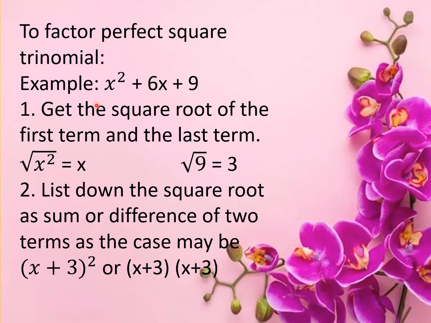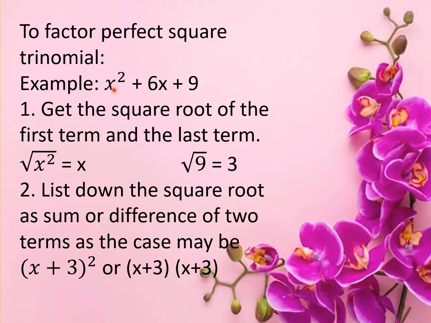Okay, since we already know a perfect square trinomial, let us start factoring a perfect square trinomial. We are going to use our example, x squared plus 6x plus 9. So kani ang atong gamiton nga example, because this is a perfect square trinomial. So first step, unang buhaton: get the square root of the first term and the last term.